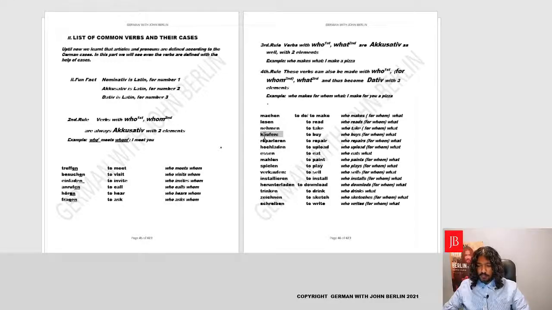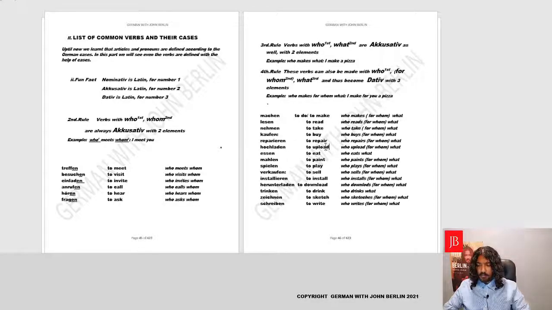Similarly, it goes for kaufen. I buy a computer: who buys what, accusative verb. Then I can also say who buys for whom what, it becomes dative, yes. Similarly, you could look at other verbs like reparieren, just like in English, to repair. I repair a computer: who repairs what. I repair for you a computer: who repairs for whom what.